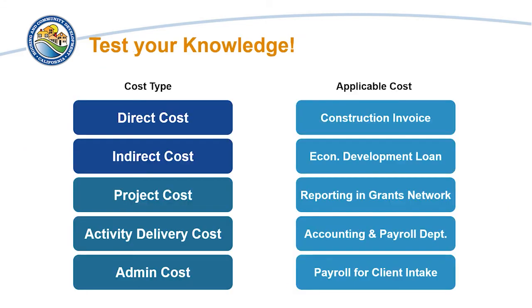So now, let's test your knowledge. Match each cost type in the left column with one applicable cost in the right column. Since each cost must be either direct or indirect, and either a project, ADC, or admin cost, each example cost in the right column can be associated with more than one cost type in the left column. So try and find the best match between the two columns. The answers are provided on the next slide.